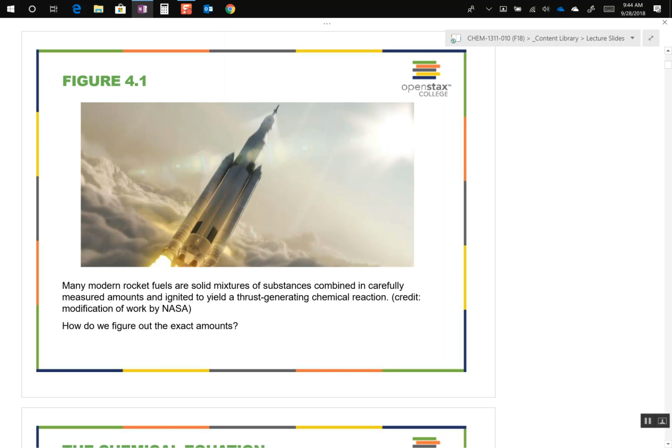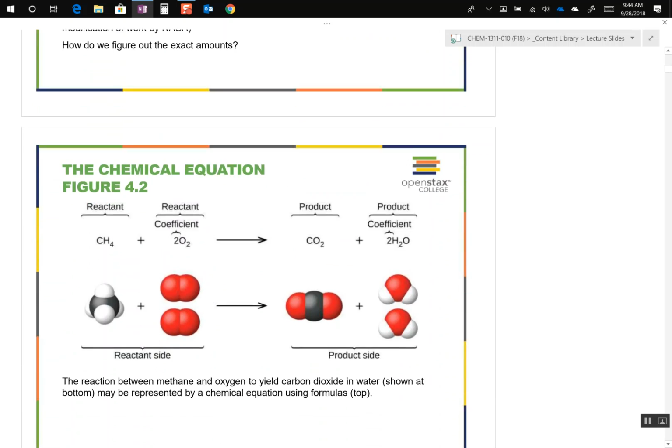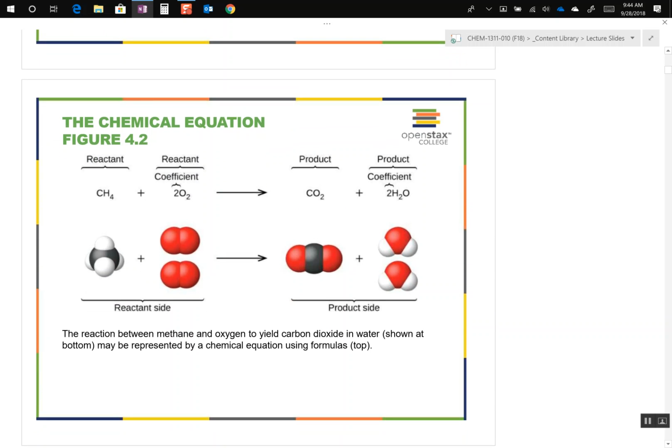Okay, so it's really important, this idea of stoichiometry. Stoichiometry is how we obtain the correct amounts of reactants and products in a chemical reaction. Okay. So let's look at an example here. We have methane and we're reacting with oxygen. That methane is going to produce carbon dioxide and water.